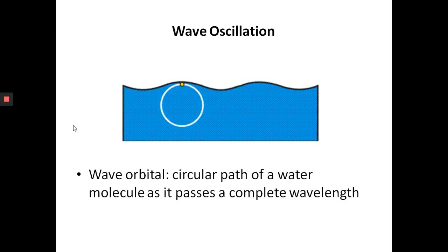Now this is a GIF animation of a wave propagating from left to right on the surface of a sea in this case. Now imagine if you can actually view a molecule of water moving in this sea and interacting with the waves. So what is the motion of a single molecule of water in these kinds of waves? The motion is called a wave orbital. A single molecule of water moving through a wave follows a circular pathway as it passes a complete wavelength. Say a wave starts here and also ends here, following a circular pathway. And this pathway is called a wave orbital.